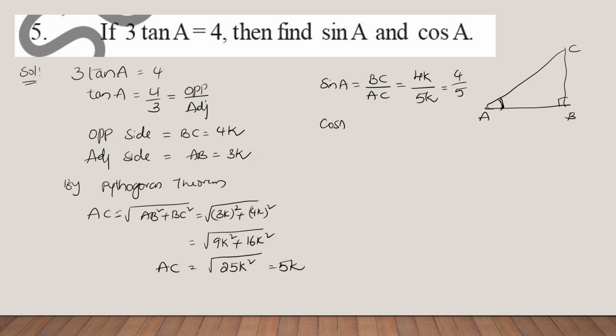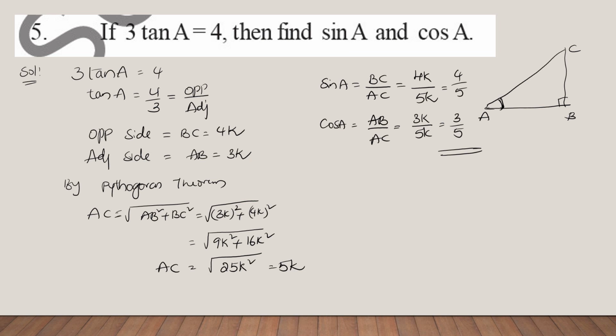Next, coming to cos A. Cos A is the adjacent side, which is AB, by hypotenuse. So it gives 3k by 5k, which is 3 by 5. Hence, we have found sin A and cos A from this question.